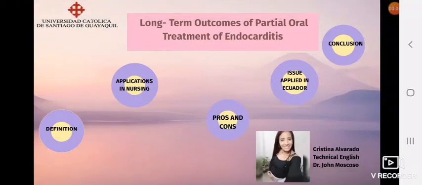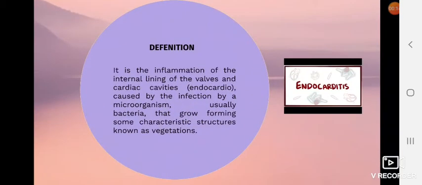My topic is the types or causes and partial treatment of endocarditis. Definition. It is the inflammation of the inner lining of the valves and heart cavities. Endocarditis can be an infection of the myocardium, usually by bacteria that go forming a structure of vegetation.